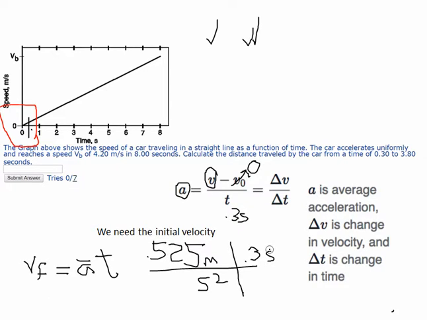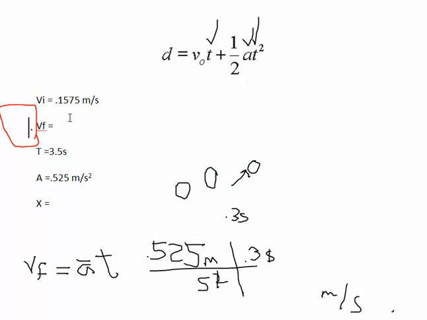Well, first of all, let's look at the units. This cancels out this. I'm left with meters per second. And what is my meters per second? It is 0.1575 meters per second. So I have everything that I need now. Now it's just a matter of plugging it into the equation.